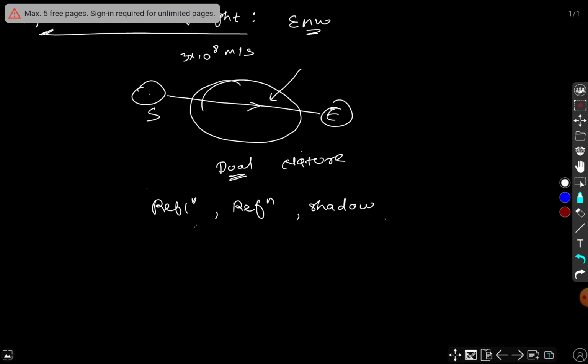On the other hand, there are some phenomena in physics. Examples: diffraction, polarization and interference.